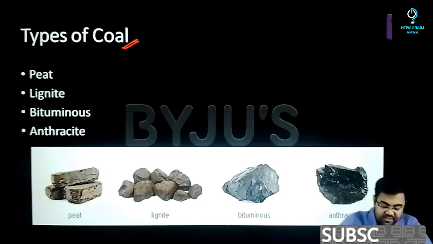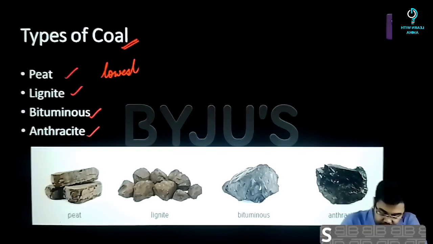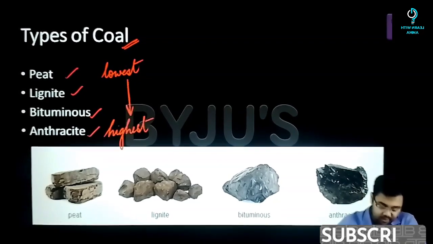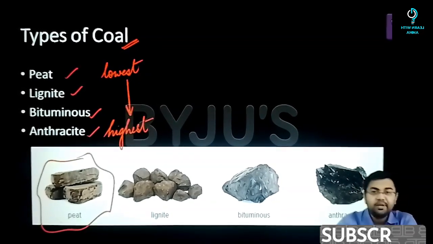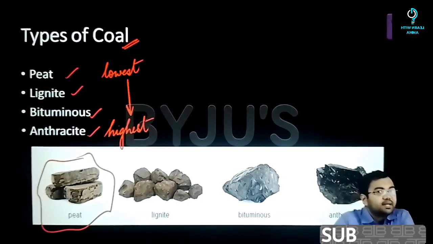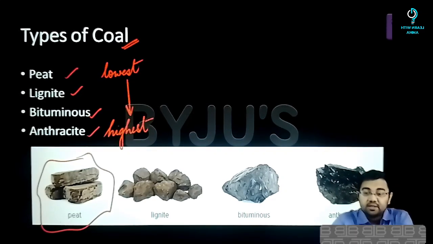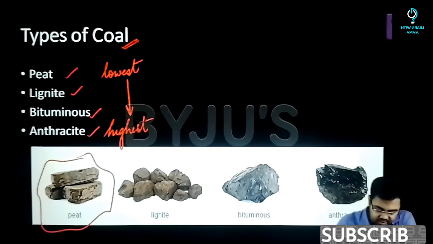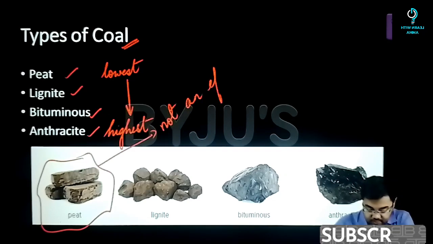Now coal basically is seen to be of four types: peat, lignite, bituminous and anthracite. Peat is the lowest quality coal and anthracite can be said to be the highest quality coal. So the quality increases in this manner. If you look at peat, it more or less looks like wood and it burns like wood. So that's why the efficiency that you have from peat is also very less. The amount of moisture content that peat has is very high, the amount of carbon content that it has is very less. Because of all these reasons, this is not an efficient source.